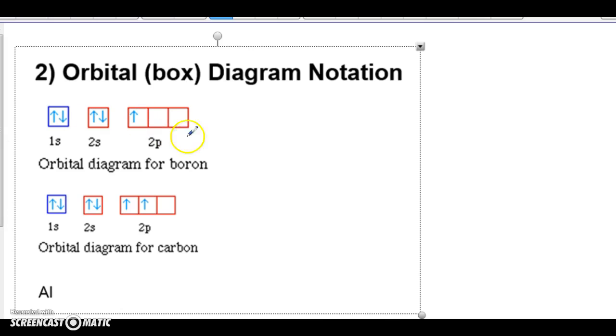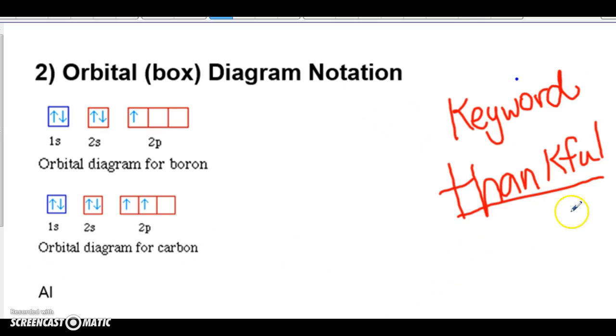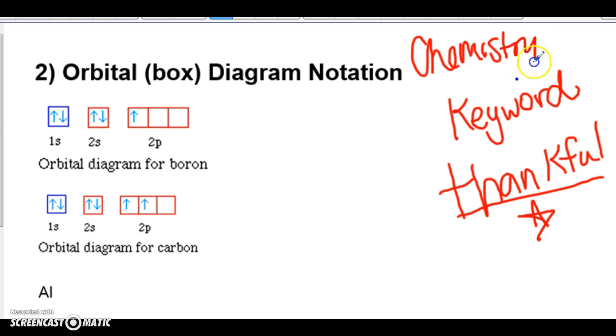Let's look at the orbital box diagram because we're running out of time here. The keyword is thankful. So that's our chemistry check. Connect and check. Keyword, thankful. All right.